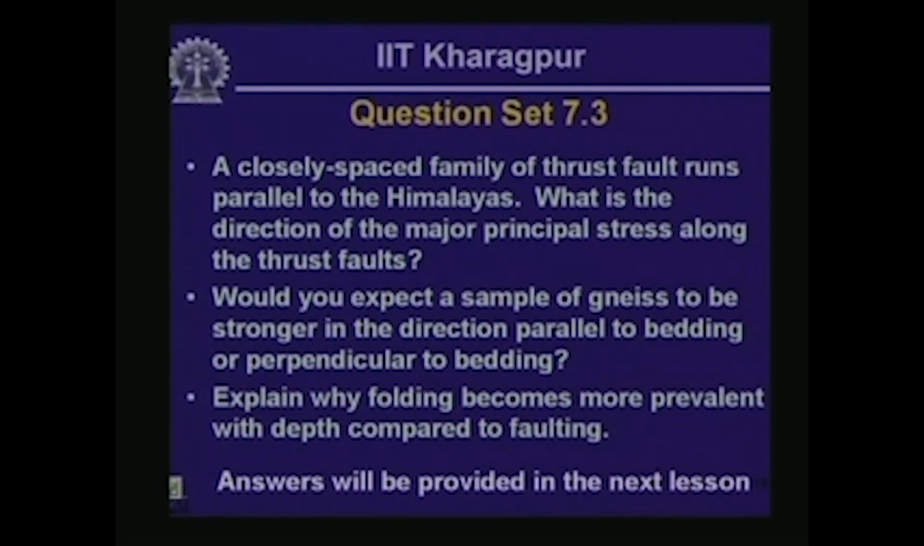Then the second question is, would you expect a sample of gneiss to be stronger in the direction parallel to the bedding or perpendicular to the bedding planes? The third question is, explain why folding becomes more prevalent with depth compared to faulting. Try to answer these questions in your time, and I am going to give you my answers when I meet you with the next lesson.